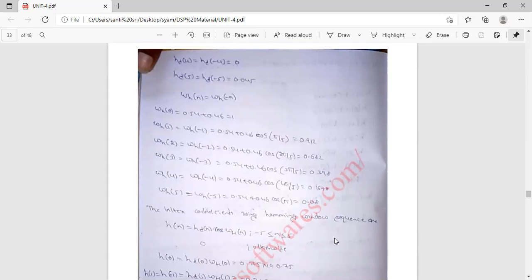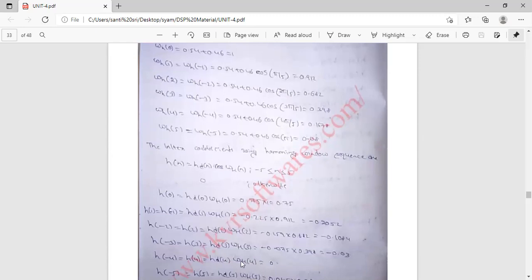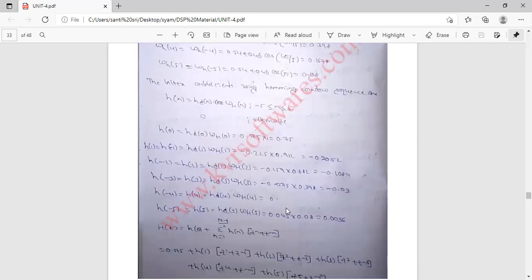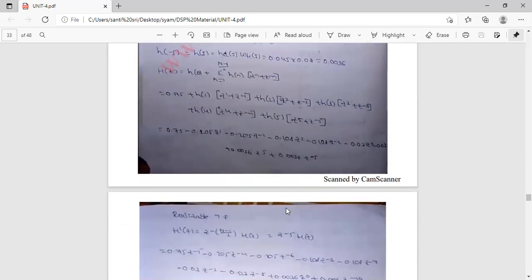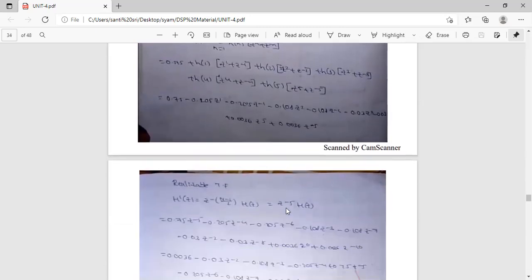The coefficients using the Hanning window are H of n equal to HD of n into WH of n, for n from minus 5 to 5. Like this, we can calculate H of n by simply multiplying these to get the value. So the resulting transfer function is this one.